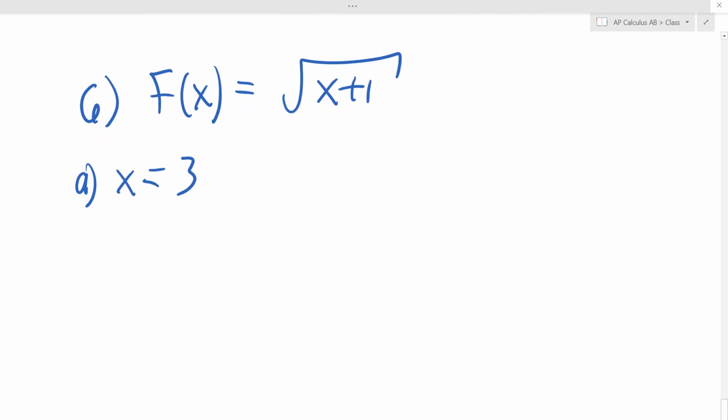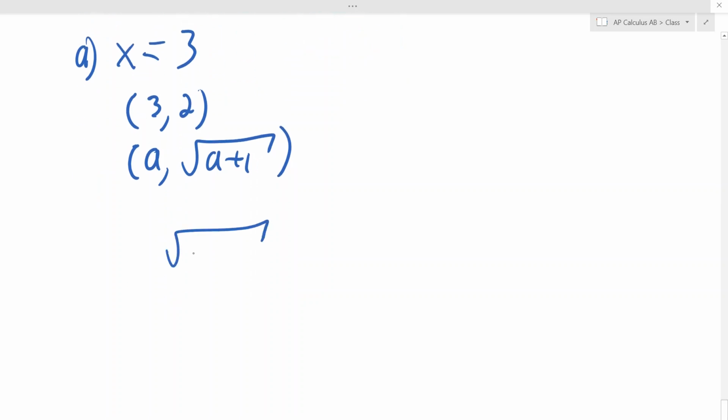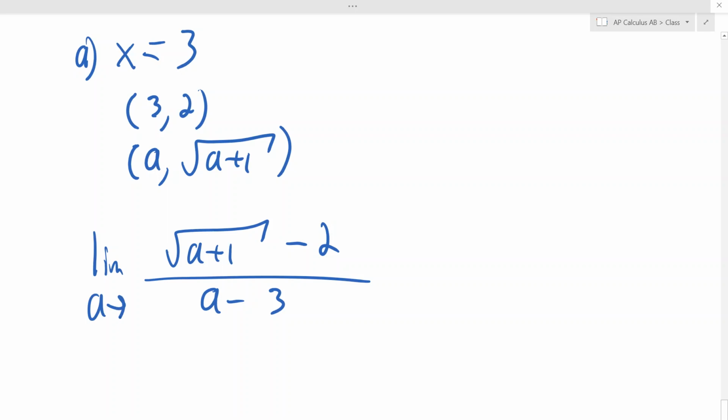Again, we're doing the same process every time. Get a point you care about, get the variable point, get the slope between them, simplify. If you put a 3 into there, we get a y value of 2. So that's our point we care about. And then our other point, which we're not going to name, of x value a, we're going to call it a and root a plus 1. The slope between them is root a plus 1 minus 2 over a minus 3. And you can see if you put a 3 in there, you're going to get 0 over 0, right?